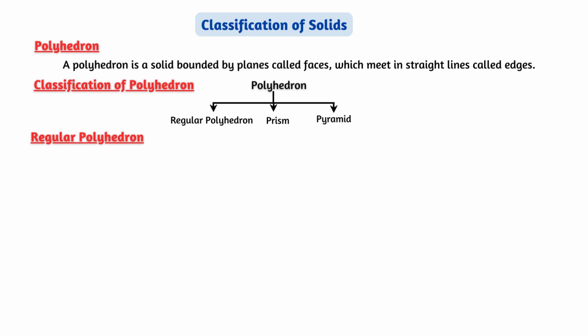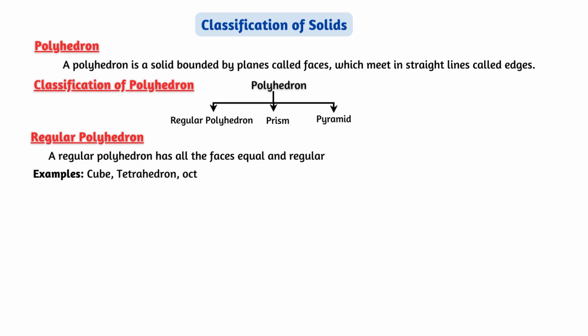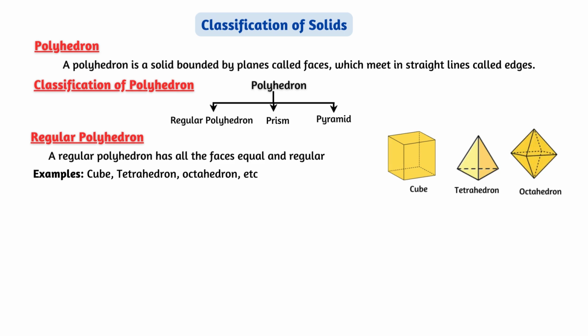A regular polyhedron has all the faces equal and regular. Here, regular means same dimensions. The commonly known examples of regular polyhedron are cube, tetrahedron and octahedron. In a cube, all the faces will be squares with the same dimensions. In a tetrahedron, all the faces will be triangles with the same dimensions. It is similar for octahedron also.